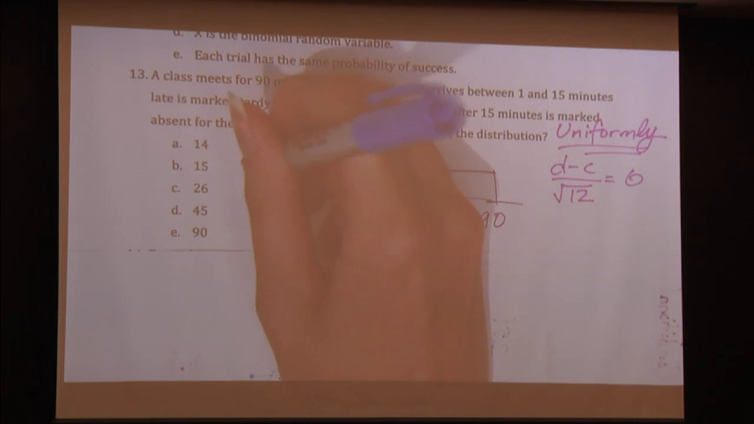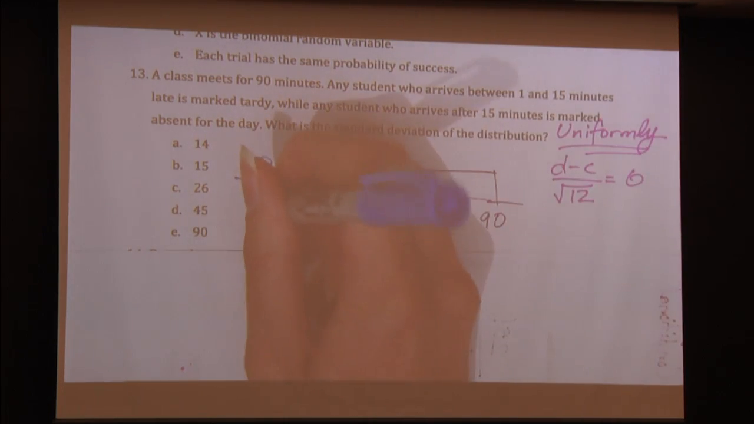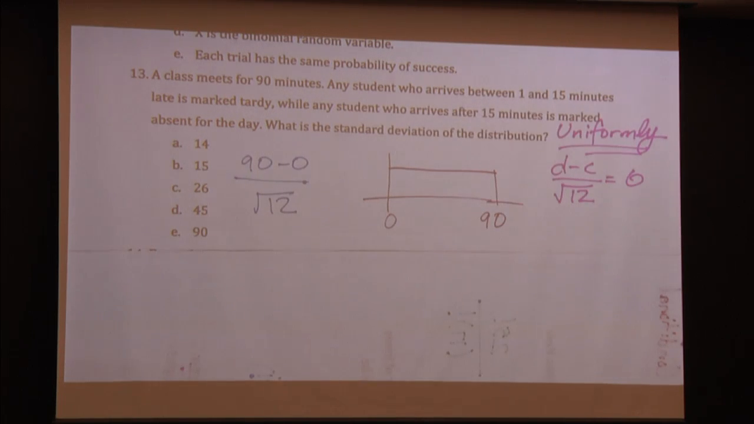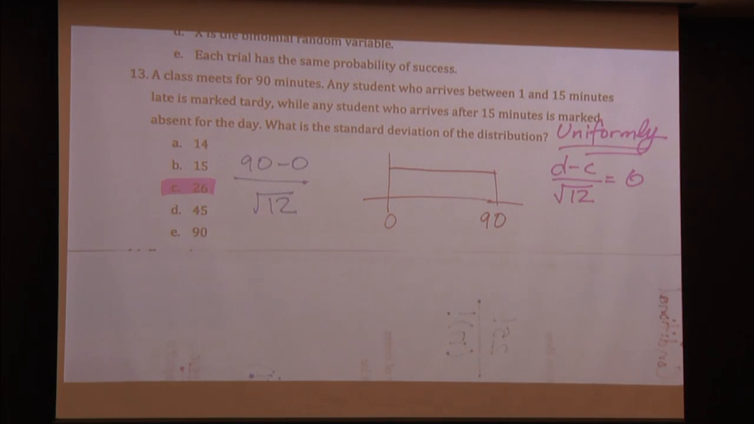So we have 90 for D minus 0 for C, and then over the square root of 12. What number did you guys get for that? Approximately, because the root makes the number look strange. 26, so C. So this was just a matter of knowing what to use to find standard deviation.